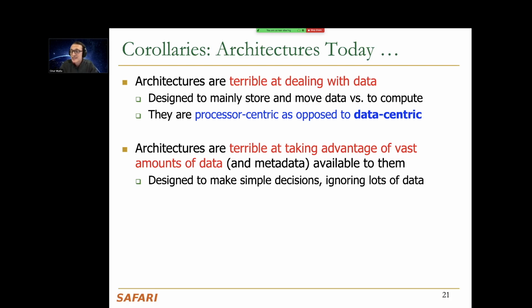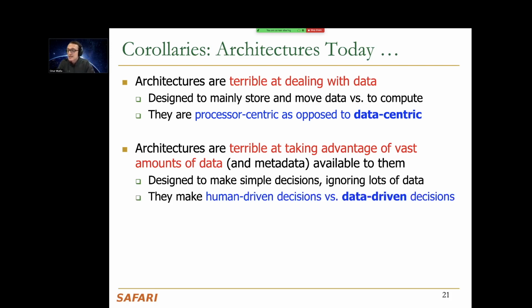So basically, it was designed to make simple decisions, ignoring lots of data by design, because it was designed to make human-driven decisions as opposed to data-driven decisions. As a result, it lost a lot of opportunity to adapt to the system, workload, operating conditions, etc., at both the fine grain as well as the coarse grain. Even though it could have learned a lot within the course of a millisecond, it didn't learn anything over the course of 6 years. So I believe we need to change this, because as humans, we claim to be more intelligent than a lot of species in the world and in the universe also.